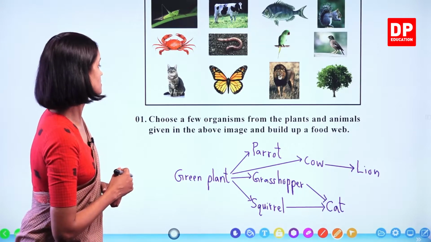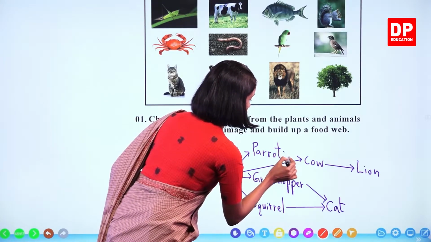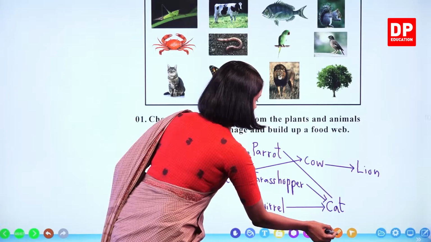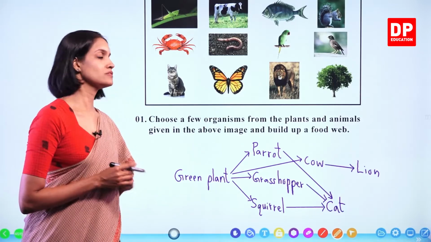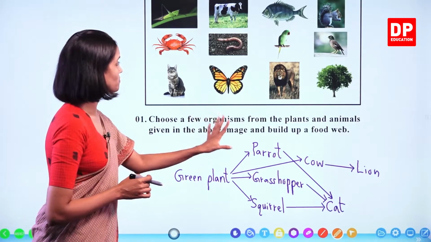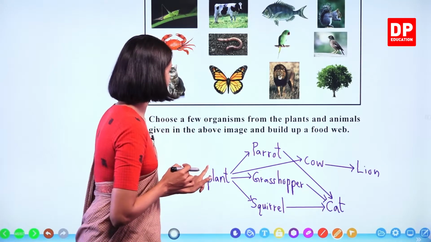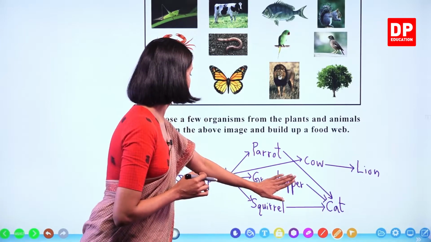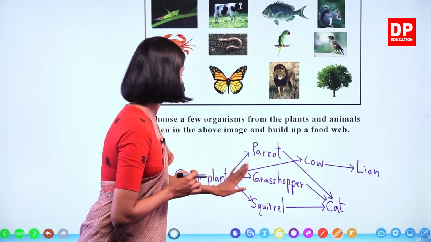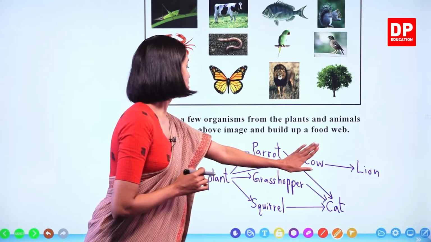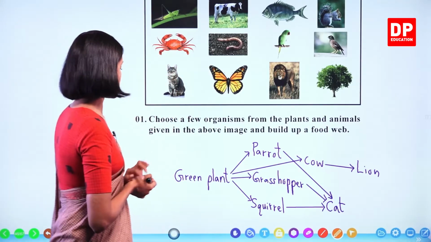Right, children? What are the other ways? We can write this one as well. Cats eat birds, therefore we can write that as well. Okay? So you can make your food web in different ways, children. Right. So the parrot eats the green plant, the cat eats the parrot. The grasshopper eats the green plant and the cat eats the grasshopper. The squirrel eats the green plant and the cat eats the squirrel. The cow eats the green plant and the lion eats the cow. Okay? Right. Next one.